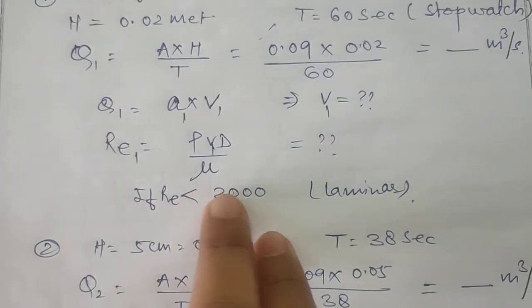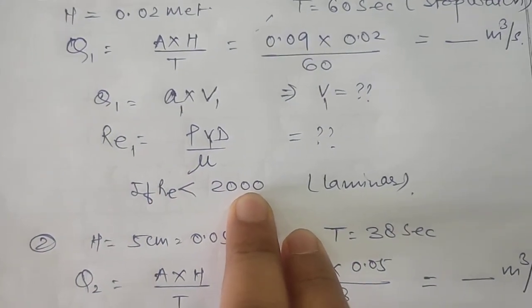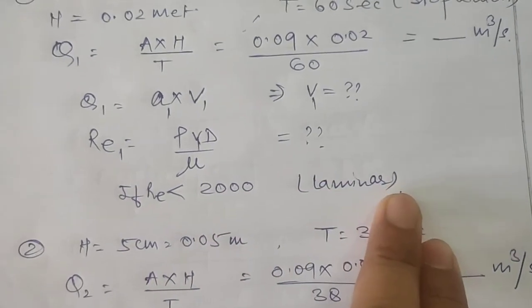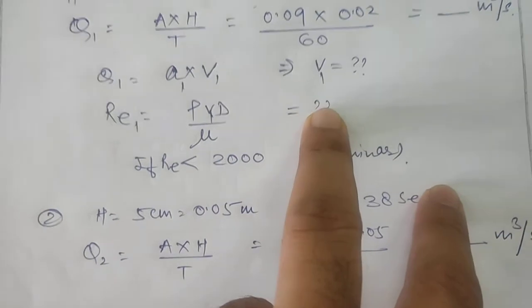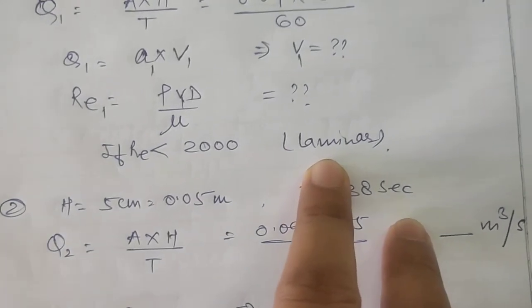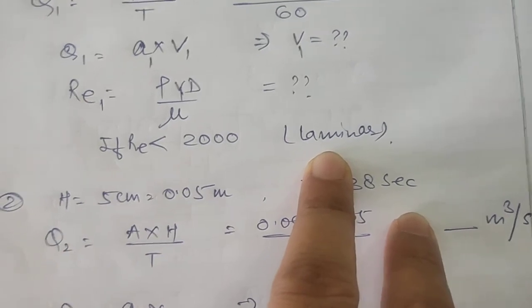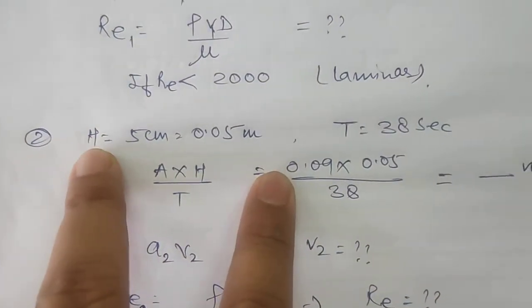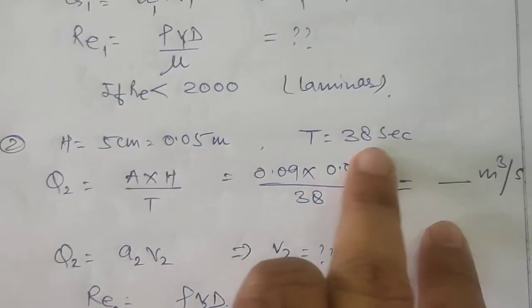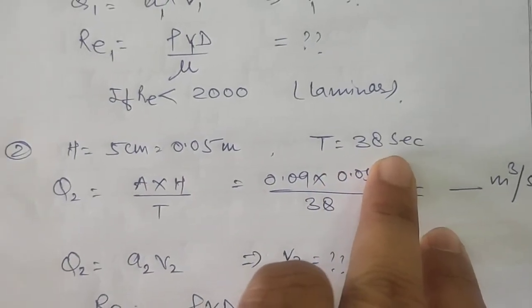If the value of Reynolds number is less than 2000 or 2100, then the flow will be laminar. So calculate this value, and with the help of this value you can classify the flow, either it is laminar, turbulent or transition. And the second reading: the height in the tank is 5 centimeter. Time taken to reach that height is 38 seconds.